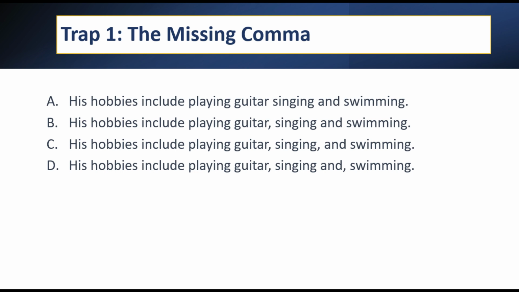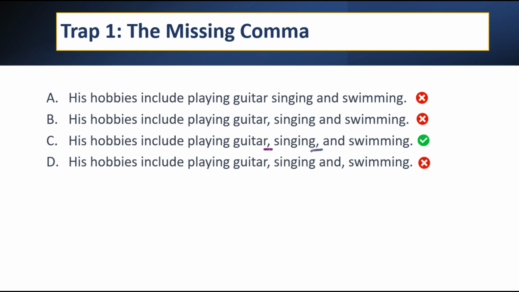Which version out of these correctly punctuates the sentence? Take a moment to pause the video and think about it. Remember, the right comma can make all the difference. And the correct answer is C. The sentence should be: his hobbies include playing guitar, singing, and swimming. The commas after guitar and singing help keep our hobbies distinct.